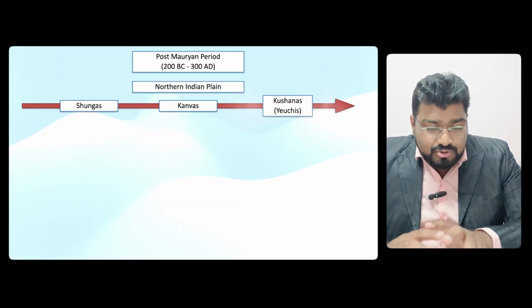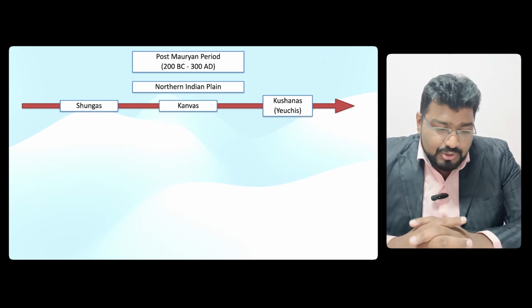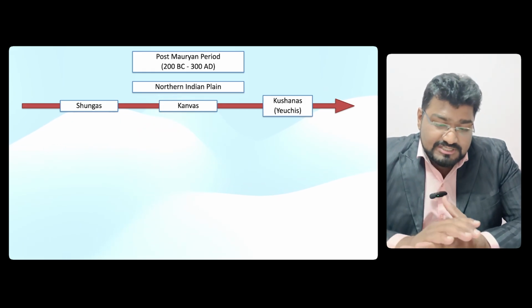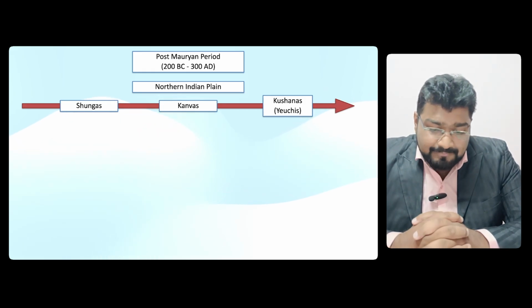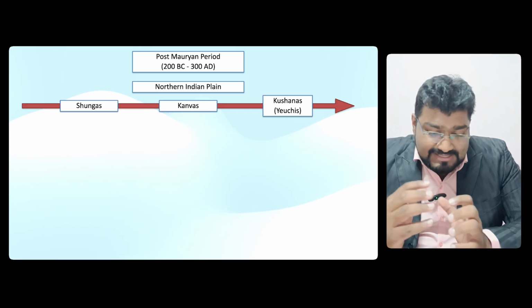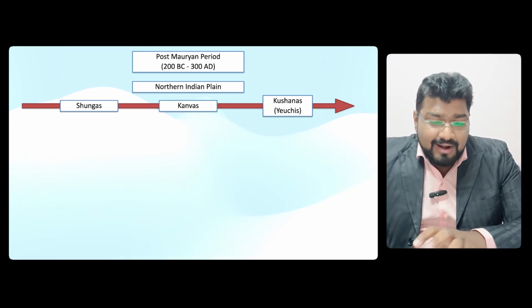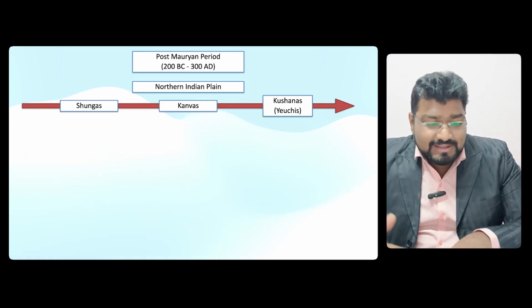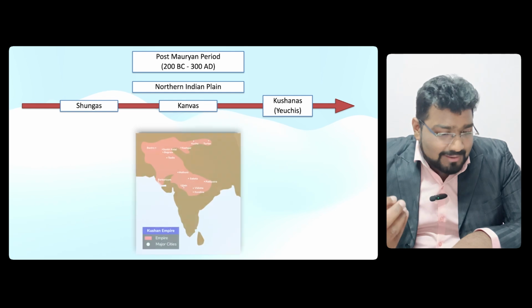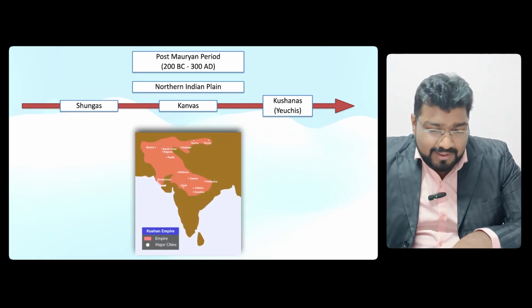Post that, Kushans will emerge. Kushans, which were also known as Yauchis. Yauchis was the name of the tribe. They came from Central Asia, bringing gold, art, and new energy. So you can see, this is how the empire during the Kushans period looked like.